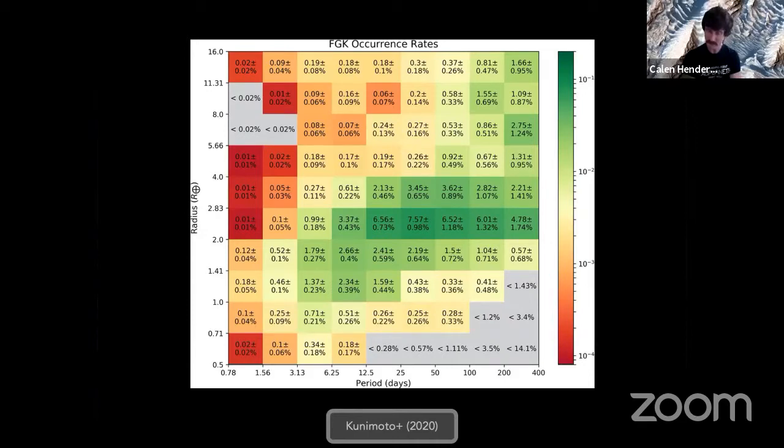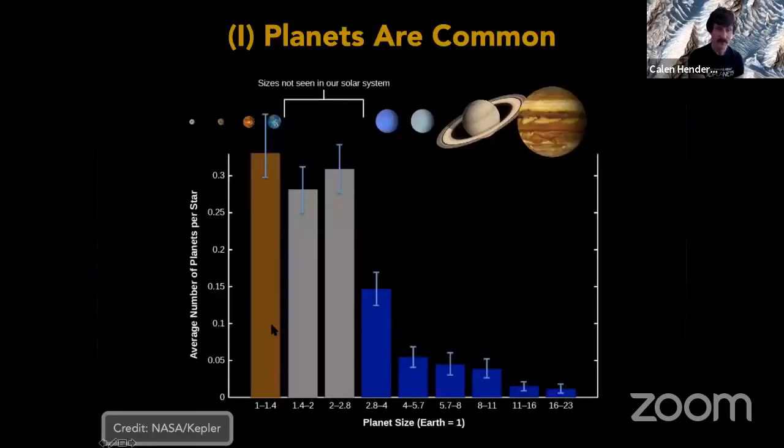And as you go from red to green, you go from not very many to more stars that host planets. So red bottoms out at less than 0.01%, but green colors indicate that roughly more than 1% of those stars host planets. We can look at this in a little bit more of a user-friendly way here. This is a graphic put together by the NASA Kepler mission that shows the average number of planets per star.